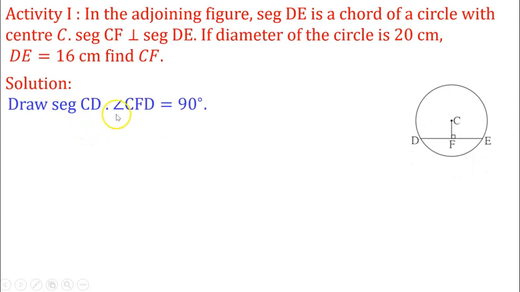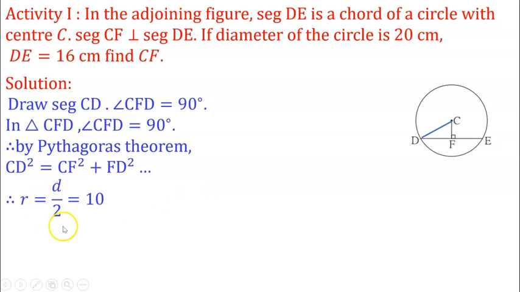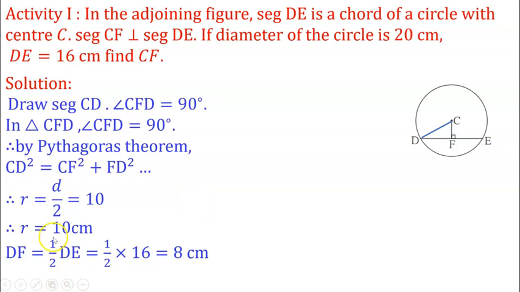Here we draw the segment CA. Angle CFA is equal to 90 degrees. In triangle CFA, measure of angle CFA is equal to 90 degrees. Therefore, by Pythagoras theorem, CA square is equal to CF square plus FA square. R is equal to d upon 2. Here diameter is 20, therefore 20 upon 2, therefore R is equal to 10 centimeter. Next, AF is equal to 1 upon 2 AB, 1 upon 2 into 16 is equal to 8 centimeter.